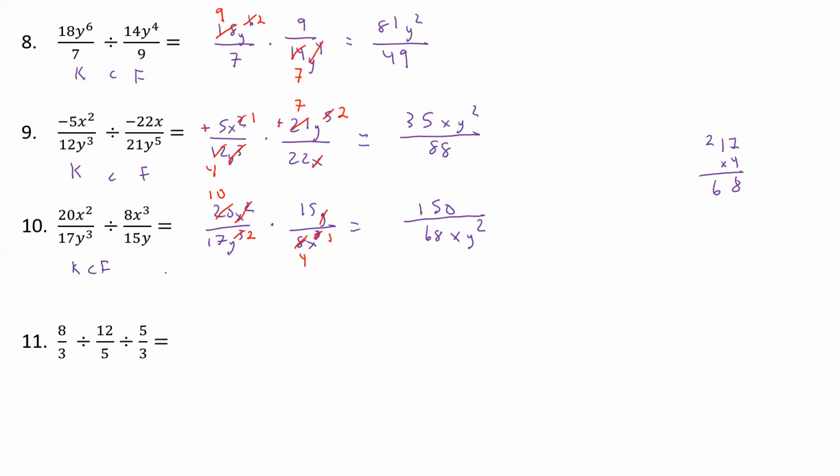All right, what about the next one? Well, this one looks like we keep, change, flip. Then we have change, flip. Okay, so that gives us 8 over 3 times 5 over 12 times 3 over 5. Okay, so that should be where we need to be for our final thing after getting rid of all the divisions. And so when we do that, now we can cancel. All right, so that 3 cancels that 3, that 5 cancels that 5, 4 of those, and we have 2 left, 4 of those, and we have 3 left, and so it looks like we're just left with 2/3.